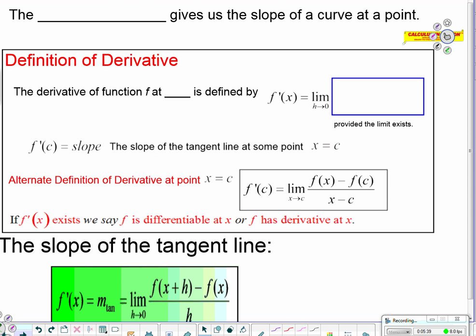So, the derivative gives us the slope of a curve at a point, which is a little different than a secant line, because a secant line uses 2 points. The definition of a derivative, the derivative of the function f at x, is defined by, here's some new notation. This is f prime of x. It indicates it's a derivative, which is really a slope.